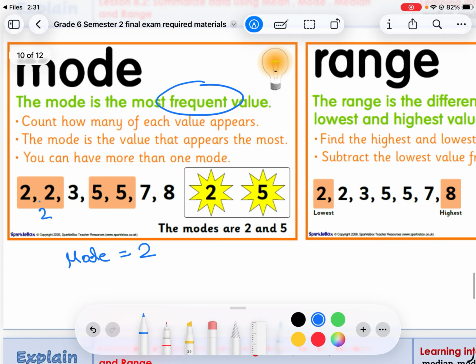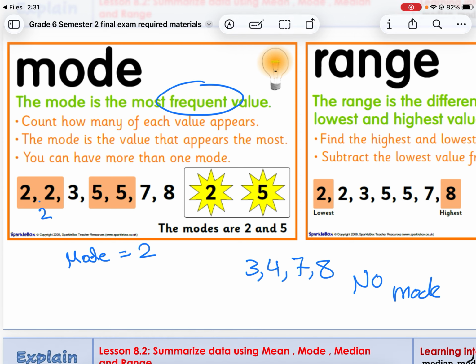And sometimes I have numbers, for example 3, 4, 7, 8. What's the mode for them? In this case, you guys, as you can see, no number is repeated. I have one 3, one 4, one 7, one 8. That means in this case I will say I have no mode.